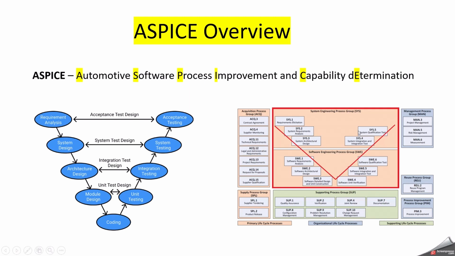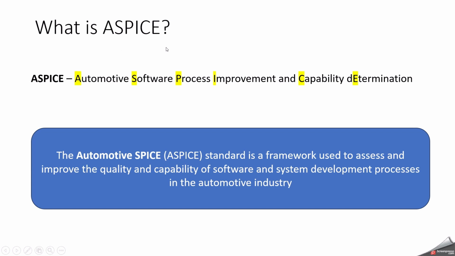Here I have mentioned the V model, also the ASPICE model, because ASPICE is based on the V model. First, we will understand what ASPICE is. ASPICE stands for Automotive Software Process Improvement and Capability Determination. It is a framework used to assess and improve the software development process in the automotive industry. The goal of ASPICE is to define the best practices for development of embedded software for vehicles. ASPICE is for system and software development, but also for hardware, mechanical, and cyber security.